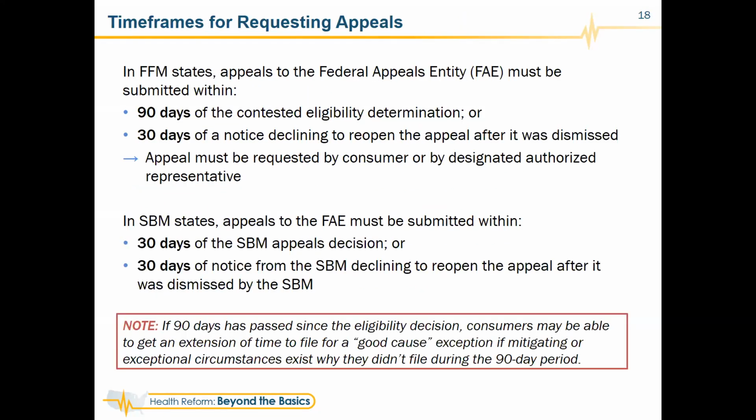Individuals only have a certain amount of time to request an appeal. So in the FFM states, it must be submitted within 90 days of the contested eligibility determination. If an appeal is dismissed and a consumer wants to basically reopen the appeal, they must do that within 30 days of the FAE saying, we don't think you have grounds for an appeal.